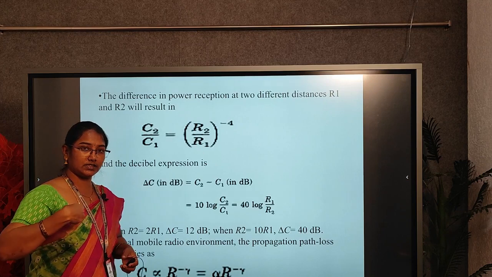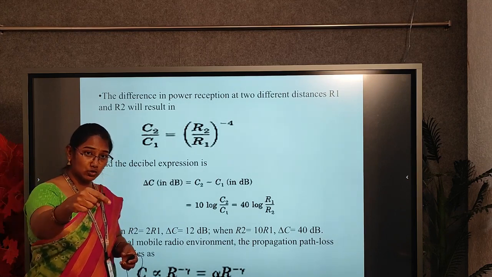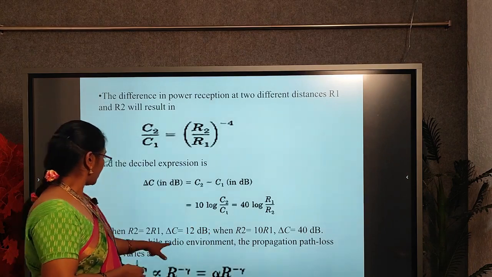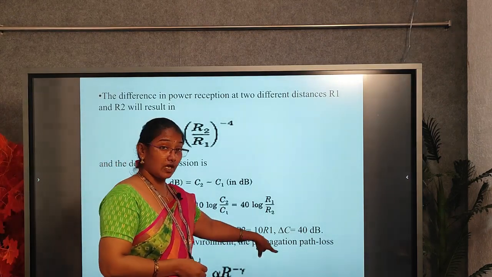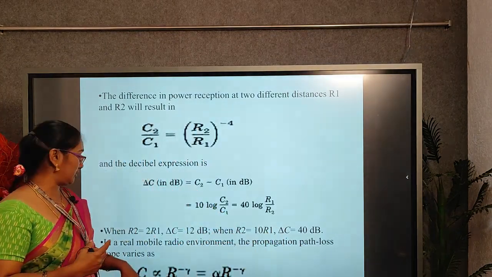Okay, here is the distance R1, here is R2. When R2 equals double, 2R1, delta C equals 12 dB. When R2 equals 10 R1, 10 times the R1 distance, delta C equals 40 dB.